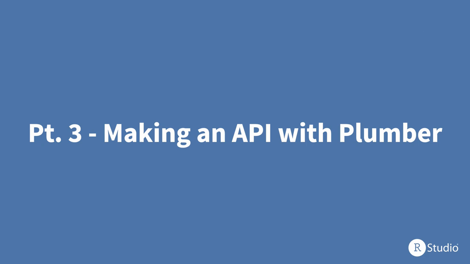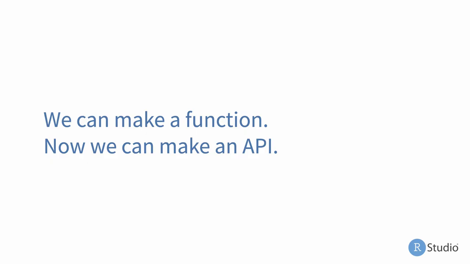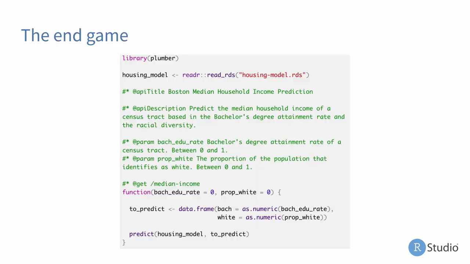Welcome to this third part of putting your R model into production. In this third video, we're actually going to get into the weeds and start making that API with Plumber. Okay. Now that we can make a function, we can make an API.